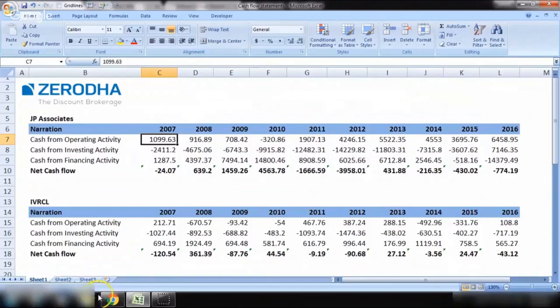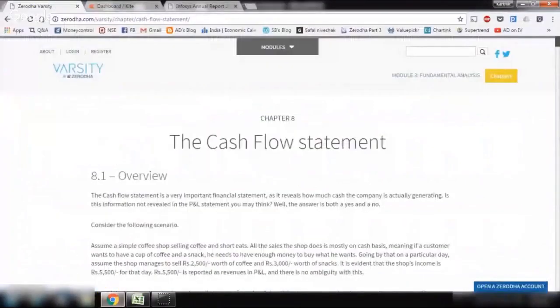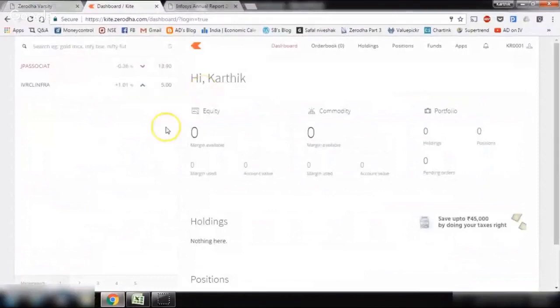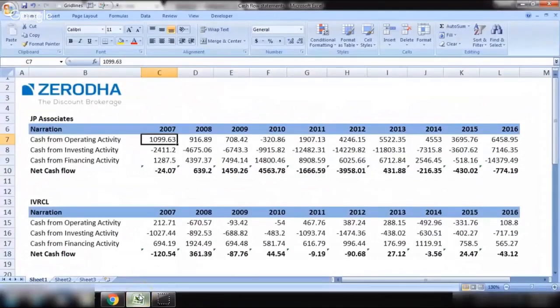But look at JP Associates today. I've loaded it on my portfolio. It's trading at 13 bucks. I think it went all the way lower, if I'm not wrong, to 8 or 9 rupees sometime last year. It's back to 13 rupees, but still, I would consider this a penny stock, right? So that's JP Associates. What is it that happened, and why did the stock collapse like that? And would cash flow give us some sort of insight? That's the big question now.